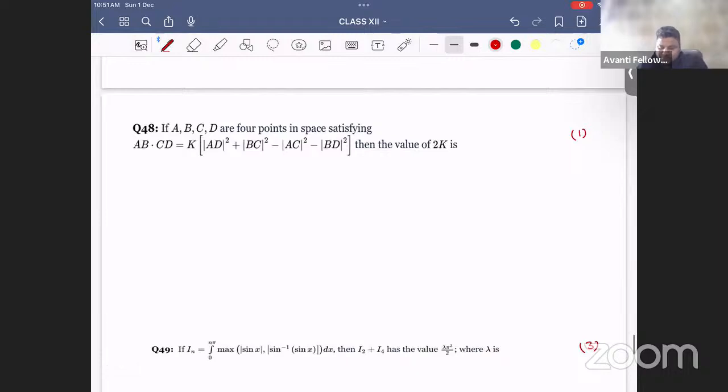Now, ABCD are 4 points in the space satisfying AB dot CD is K times magnitude of AD, BC, AC, BD. Then the value of 2K is? Let's do one thing.